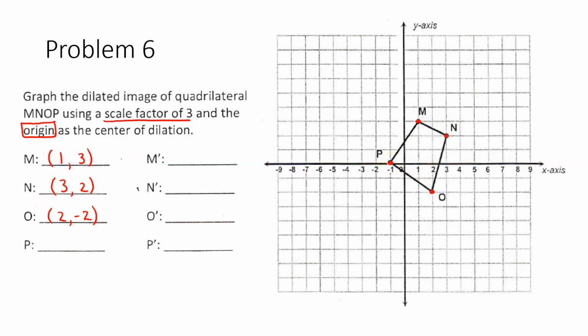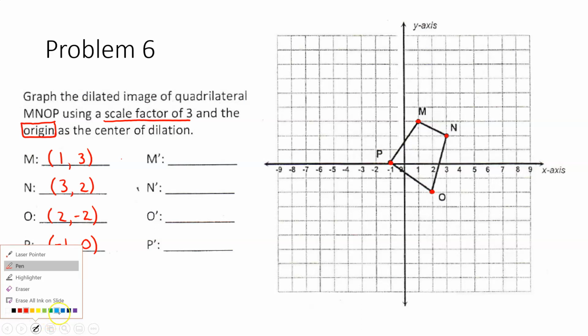That is negative 1 to the left. And then we stay at 0. We don't go up or down. So those were all the original coordinates, right? The original M, N, O, and P. So how do we actually dilate using a scale factor of 3?